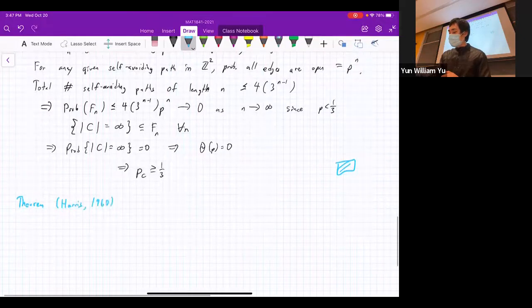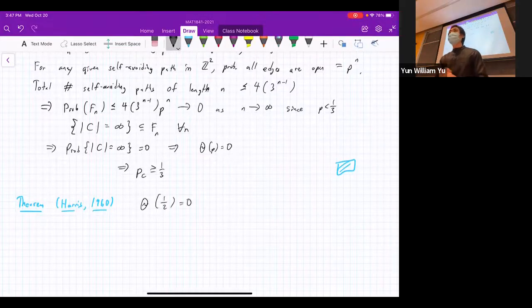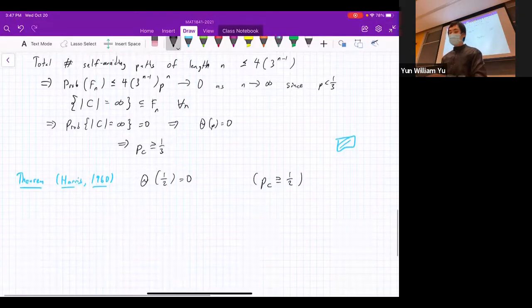So this is a theorem of Harris in 1960. And the theorem is just theta of 1/2 is equal to zero. So what this implies is that p_c is greater than or equal to 1/2. So this gets back to your intuition that 1/2 makes sense, right? That is some kind of critical transition point, and it is the correct one for this case. Let me outline the argument, and I might start proving a couple of lemmas, but we're not going to get that far in because this is quite long.